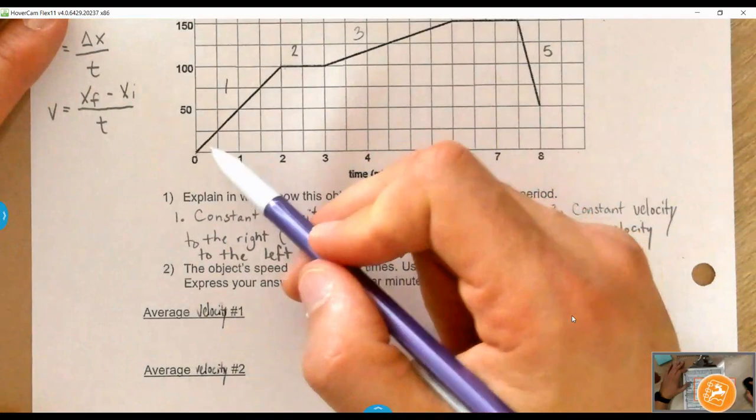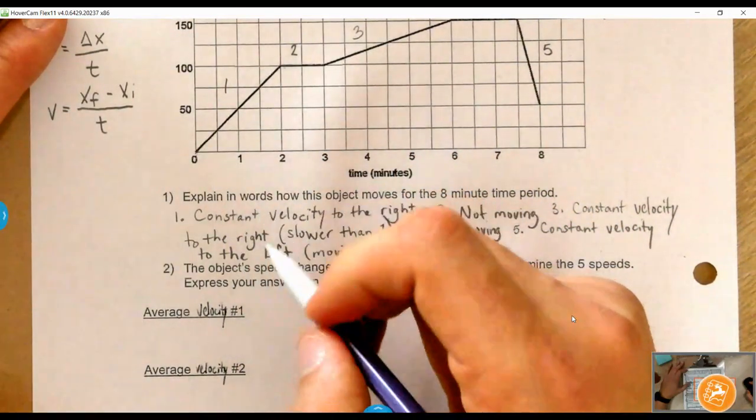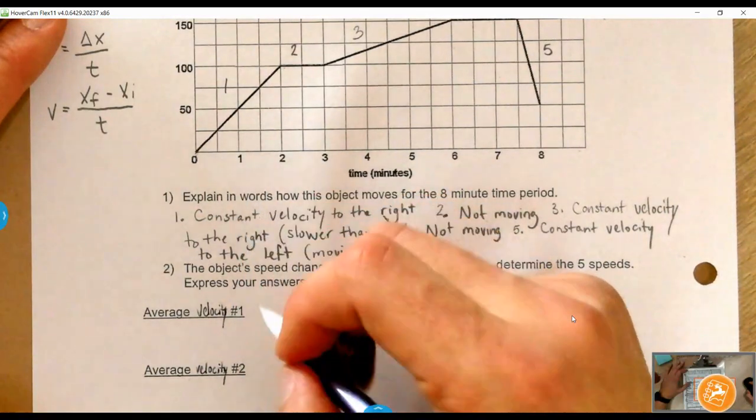So how do I know what is my final position and initial position? Well, for line segment 1, where am I starting? At 0 time, what is my position?